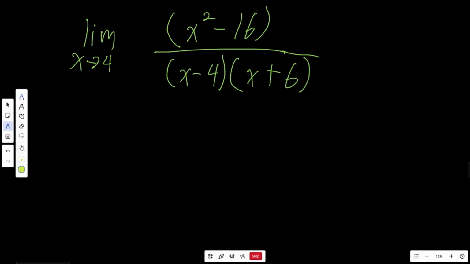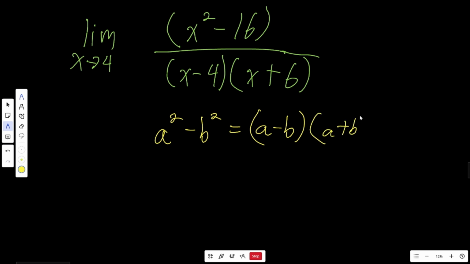Now, difference of two squares is denoted like this: a squared minus b squared is equal to a minus b times a plus b. Does this apply to our limit here? It actually does, because we have one square here. This is our a squared minus another square here, which is 4 squared. This is now b squared. So we can expand in terms of this.